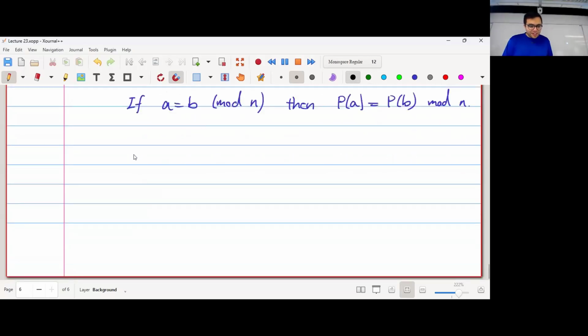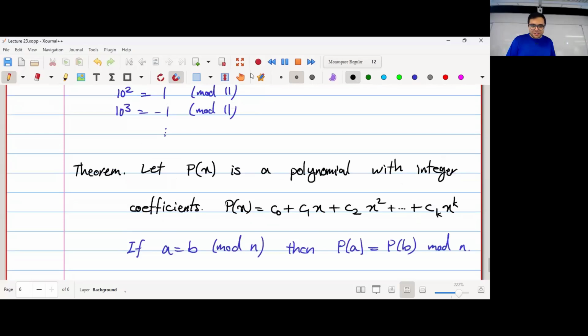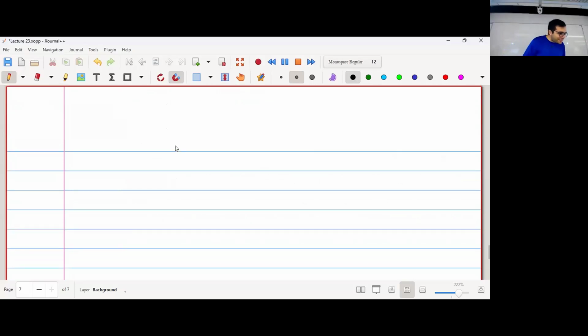I'm going to unlock an achievement that I never thought I would unlock. Most of you are Chinese, right? I'm going to teach you about the Chinese remainder theorem. That's amazing.